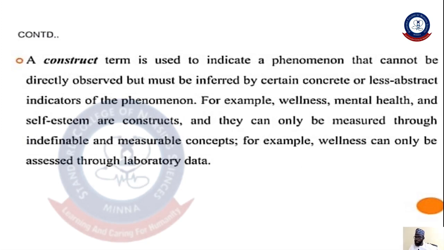Then another thing is the construct. The construct term is used to indicate a phenomenon that cannot be directly observed, but must be inferred by certain concrete or less abstract indicators of the phenomenon. For example, wellness, mental health, self-esteem. All these things are constructs, and they can only be measured through definable and measurable concepts. For example, wellness can only be assessed through laboratory data.